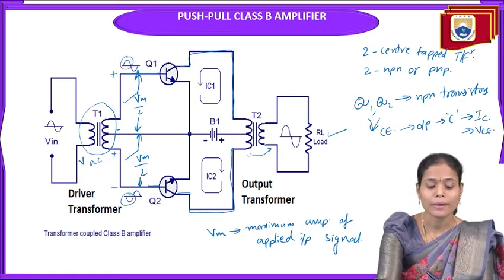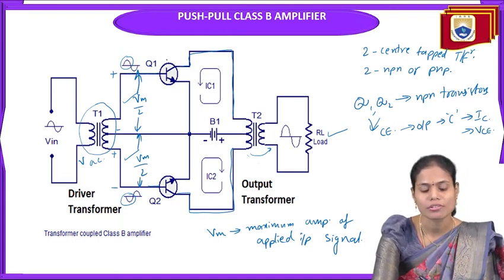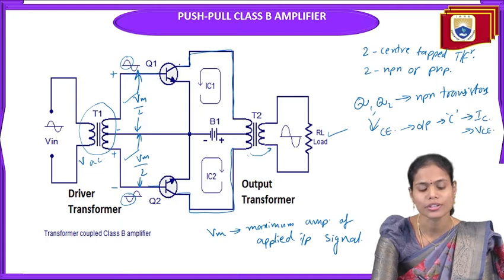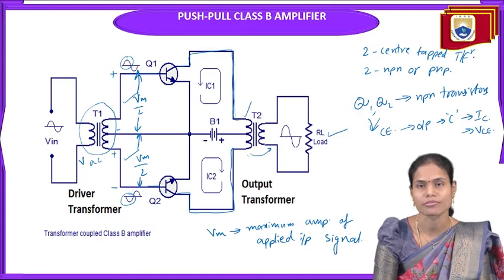So for the positive half cycle, we are providing the positive voltage to the base of the Q1 transistor, so that Q1 is going to conduct now. Once Q1 conducts, there is a flow of collector current IC1 in the first transistor, and that is connected to the secondary winding of the output center tap transformer.